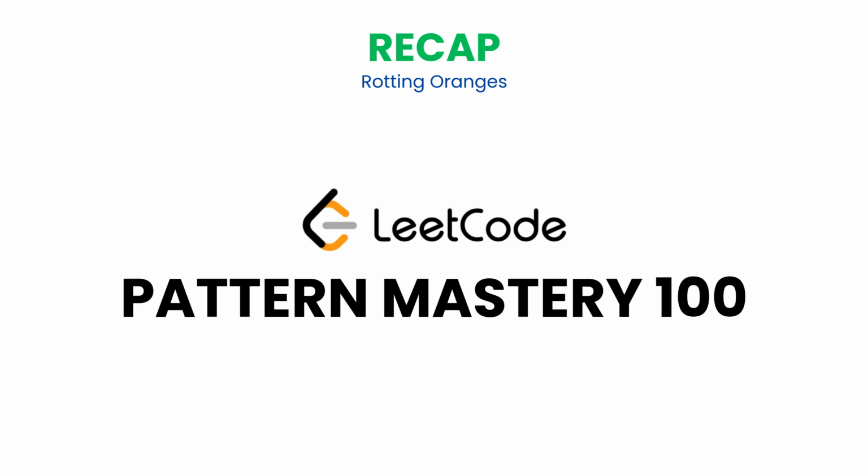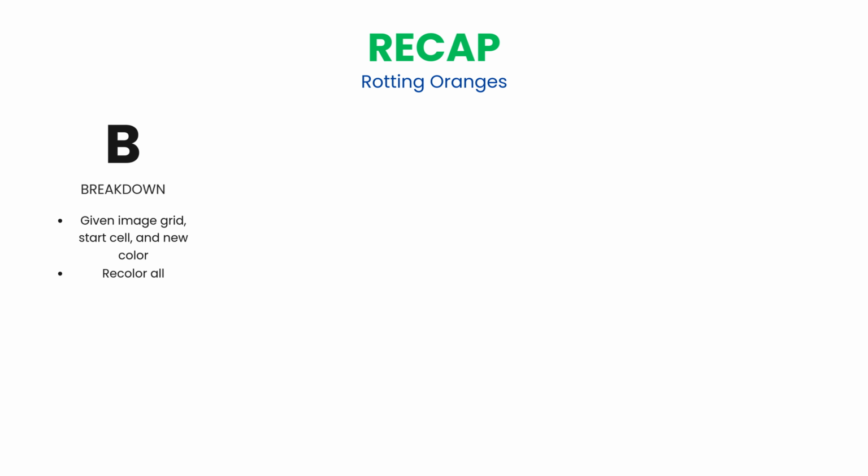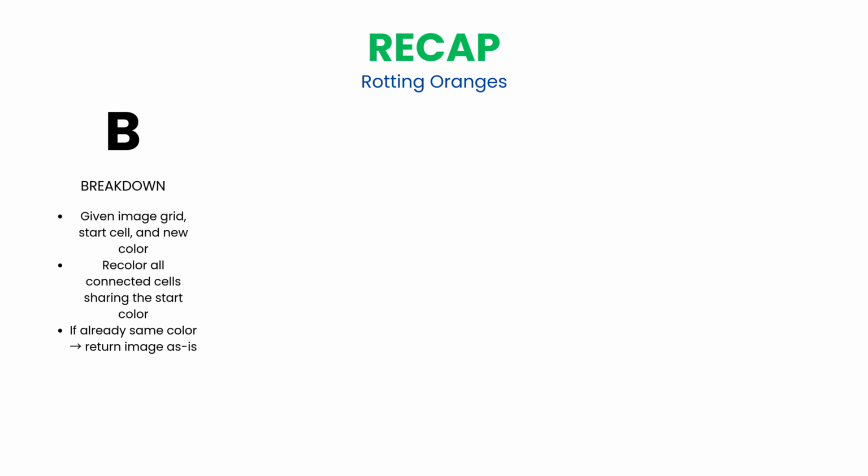Ever clicked a paint bucket and watched color spread instantly across a region? That's flood fill, a perfect test of clean grid traversal, recursion control, and edge handling. Let's do a recap. We're given an image grid, a start cell, and a new color. The task: recolor all connected cells, up, down, left, right, that share the starting color. If the starting color already matches the new one, we simply return the image as is.